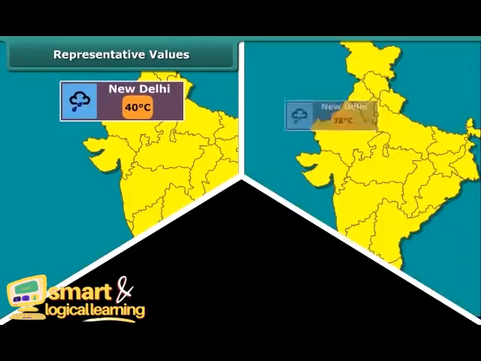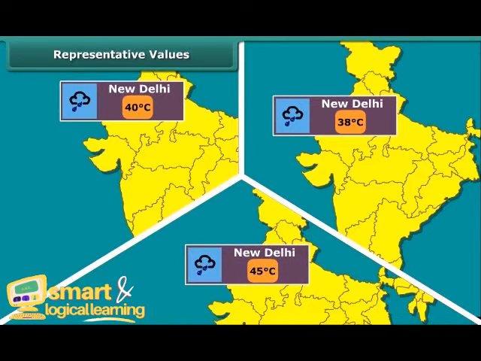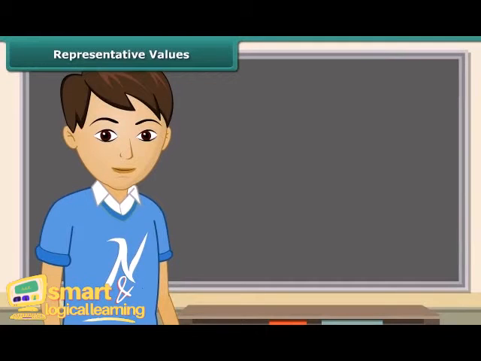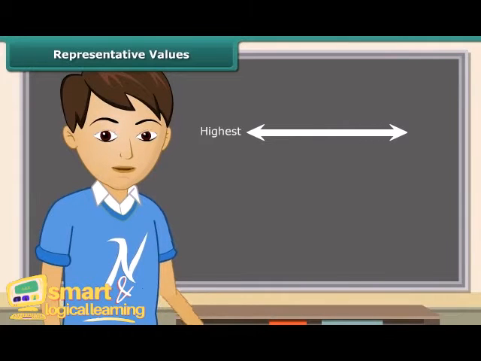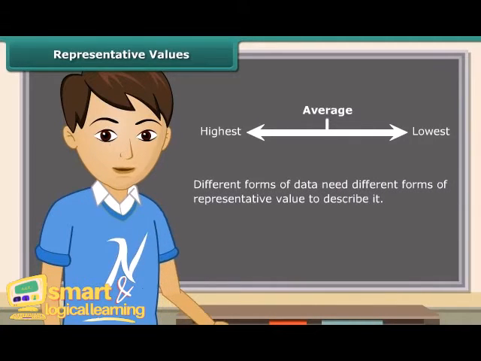Similarly, the average temperature of 40 degrees Celsius means that the temperature of New Delhi at this time of the year is around 40 degrees Celsius. Sometimes it may be less than 40 degrees Celsius, and at other times it may be more. Thus, we realize that average lies between the highest and the lowest value of the given data. Different forms of data need different forms of representative value to describe it.